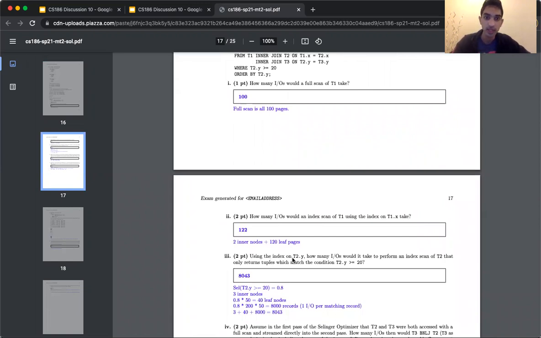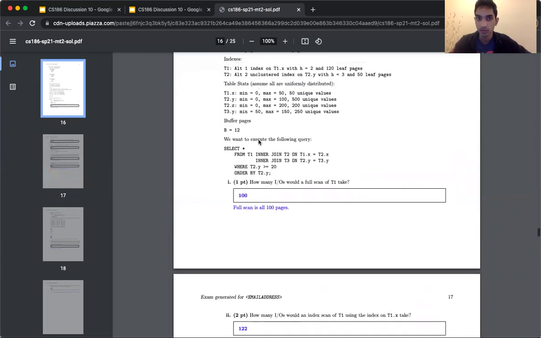Okay, using the index on T2.y, how many IOs would it take to perform an index scan on T2 such that it only returns tuples which match the condition T2.y is greater than or equal to 20? So we start by calculating the selectivity, essentially the number of leaf nodes that need to be read. So the selectivity of T2.y greater than or equal to 20 is 0.8, since T2.y has a minimum of 0 and a maximum of 100.